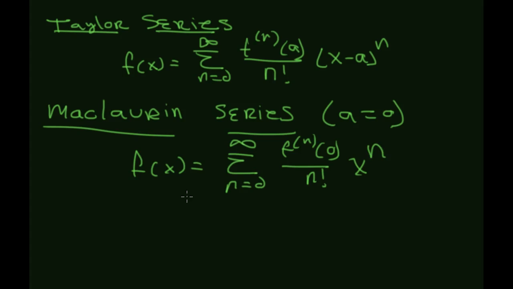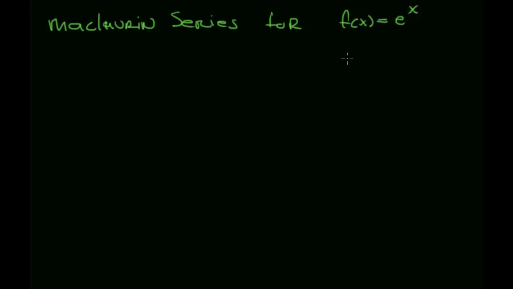Okay, so let's give an example of this. Because at some point we also have to discover where this thing converges, and that's easier to do with a specific example. So let's find the Maclaurin series for f of x equals e to the x. Now, you'll see why I picked e to the x in a few minutes, because it's the easiest thing to take the derivative of. Okay, so we're going to try to build the derivatives.